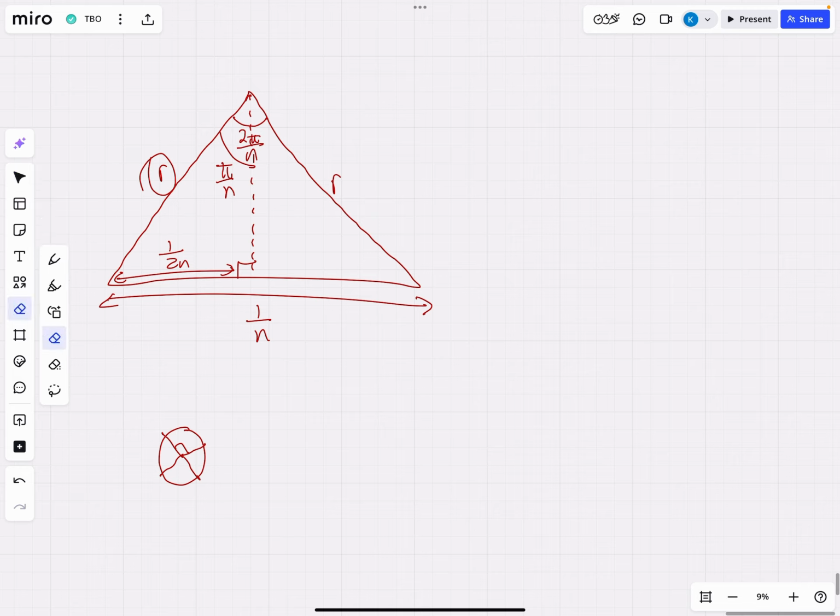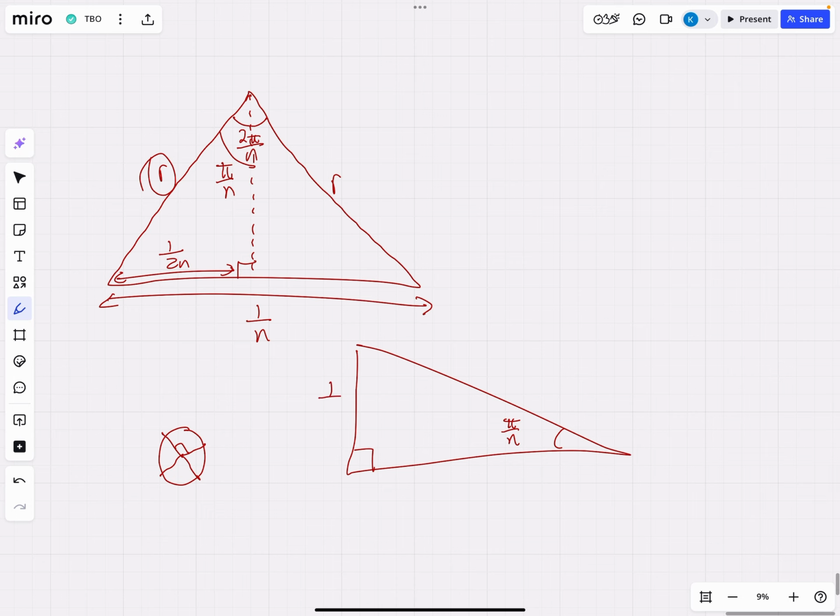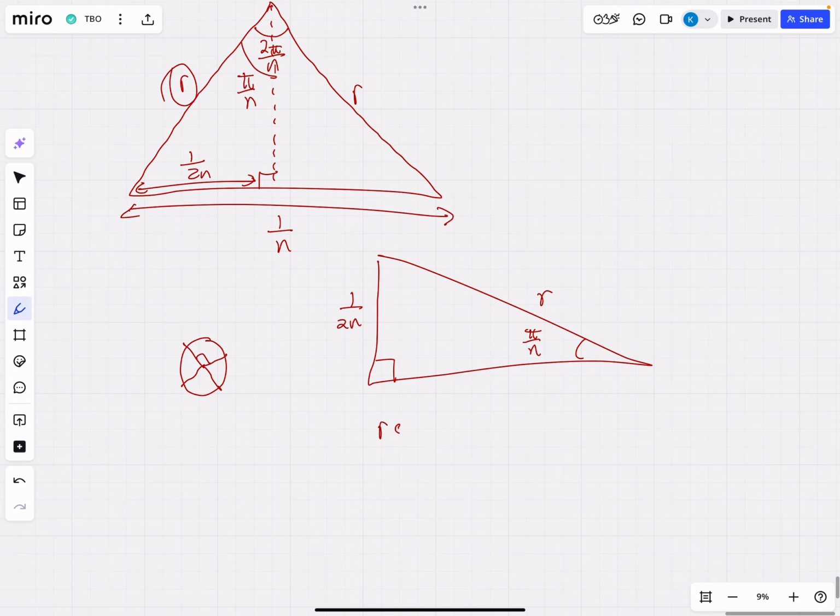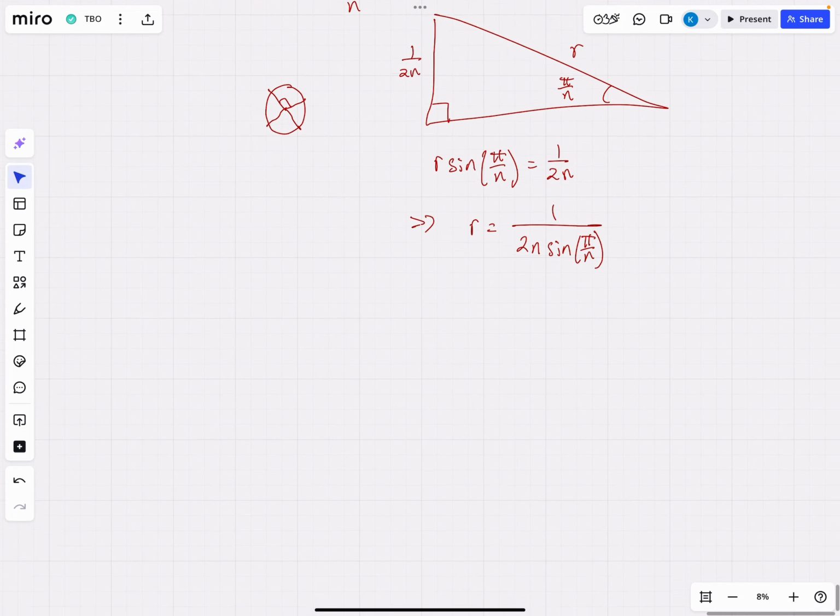Using r, let's draw this right angle triangle out a bit better. So we're going to have our right angle here. We're going to have pi over n, and this is going to be 1 over 2n here, and this is going to be r. So I know that r sine pi over n is equal to 1 over 2n, which implies that r equals 1 over 2n sine pi over n. So now I know what r is.